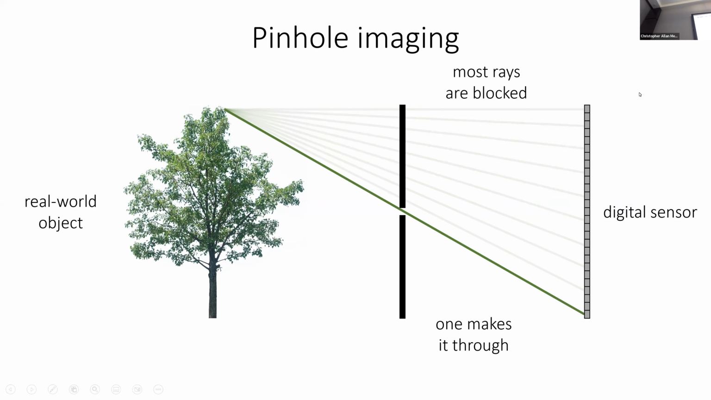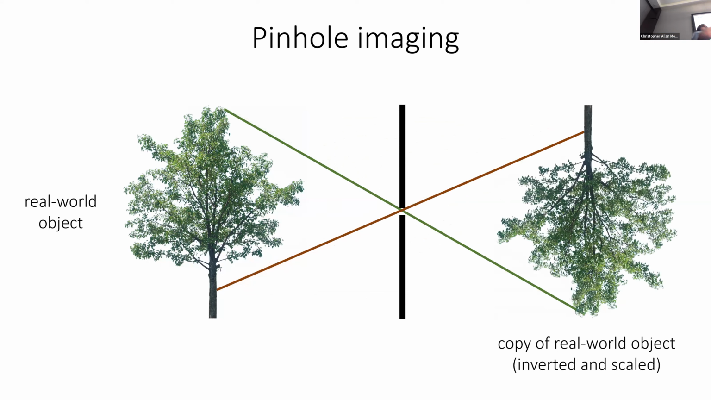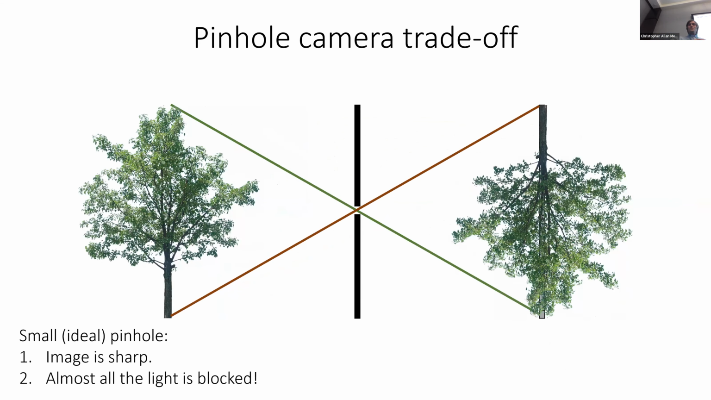And now we have essentially mapped this spatial location. The top of the tree is only recorded on the very bottom of the digital sensor. And similarly, now the very bottom of the tree is only recorded to the top of the sensor. And so what we end up recording here is just a copy of the real world object that's flipped and inverted. There's a one-to-one correspondence between a spatial location on the sensor and a spatial location in the scene. So this is what's called a pinhole camera, and it produces nice sharp images, and it's really useful for understanding how a camera works.